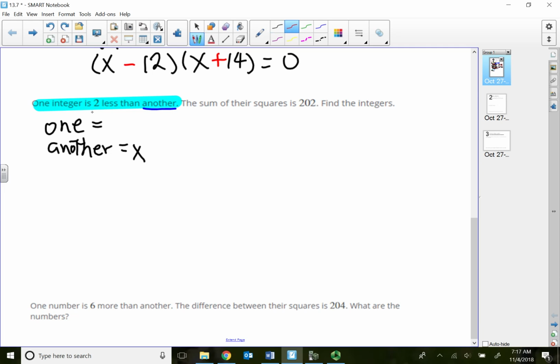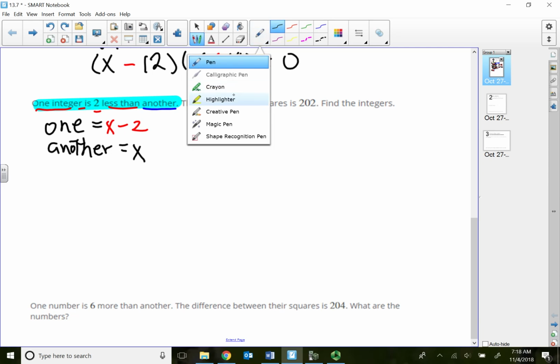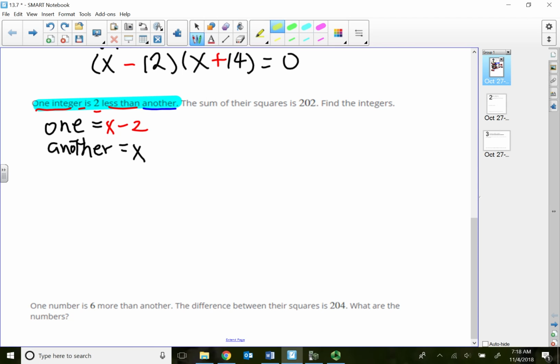One integer equals 2, I write 2. Less than, I write a subtraction sign in the front. Less than another, which is x. All right, this is very strange. The sum of their squares. This translation means this is what I need to write out the equation.